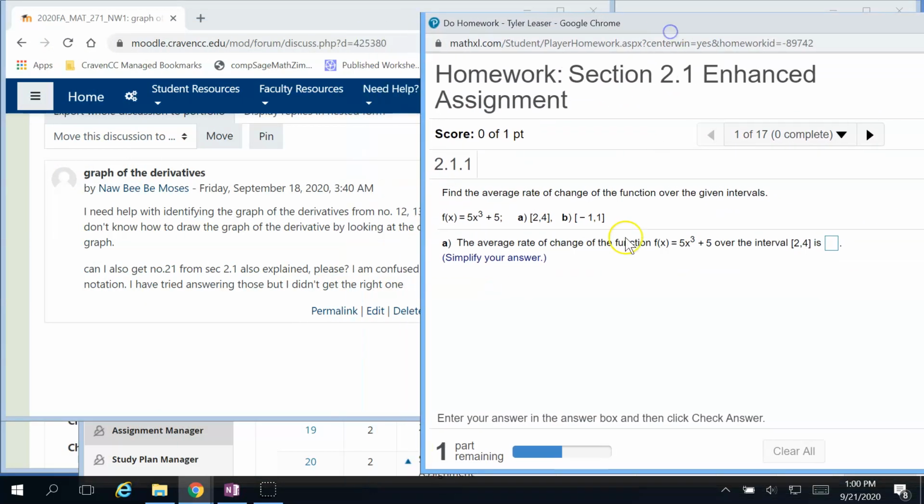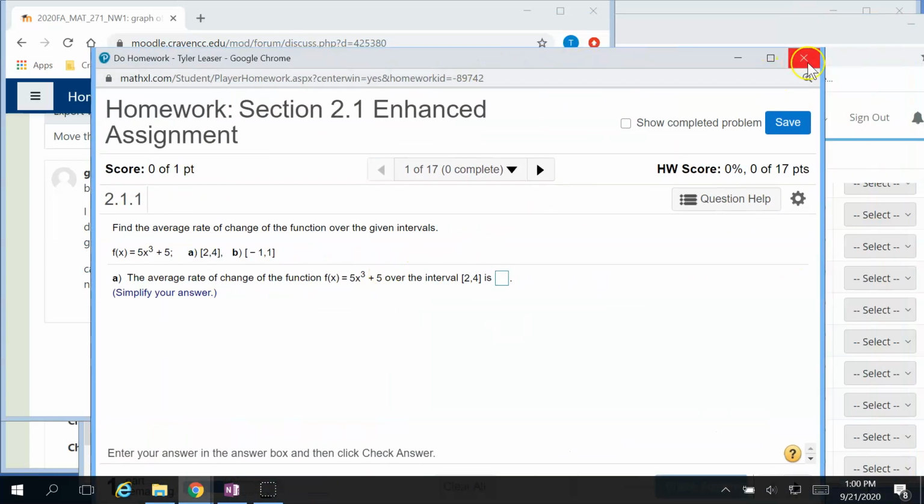Okay, let's look at this. Find the average rate of change of the function over the given intervals, 2 to 4 and then -1 to 1. So average rate of change, remember, just use the formula. It's f of b minus f of a over b minus a. So if we're going from 2 to 4, that means my a is going to be 2 and my b is going to be 4. So we plug 4 into this function minus plugging 2 into the function, divided by 4 minus 2. All right, so that's all there is for average rate of change.